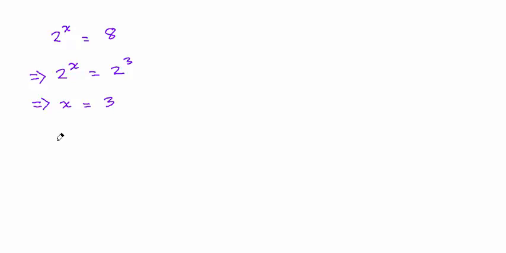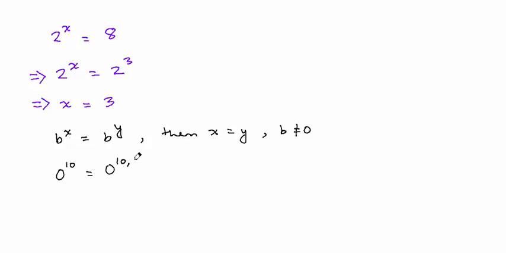And in general, if b raised to the x is equal to b raised to the y, then x is equal to y, provided b is not equal to 0. If you make the base 0, you can as well write 0 raised to the 10 is equal to 0 raised to the 10,000, because both expressions evaluate to 0. But does that mean 10 is equal to 10,000?